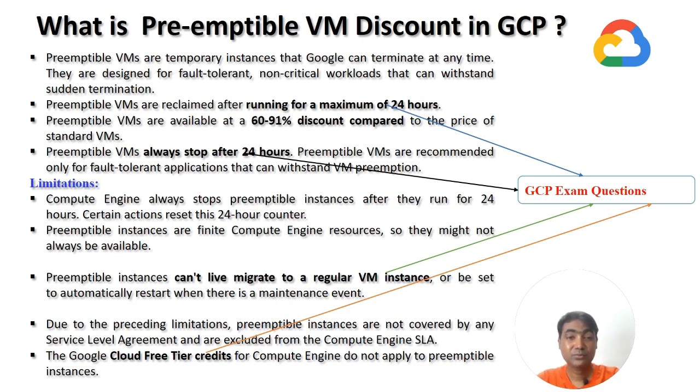Now guys, I hope you can understand the concept of Compute Engine pricing discounts and all the types of Compute Engine pricing discounts like sustained use discount, committed use discount and preemptible VM discounts and their limitations in Google Cloud Platform.